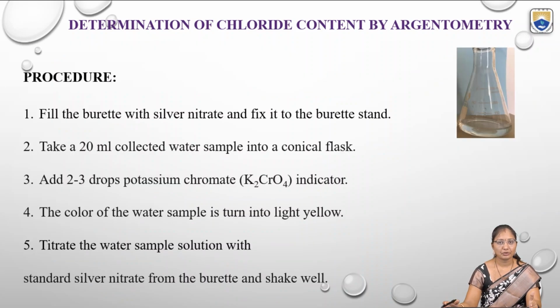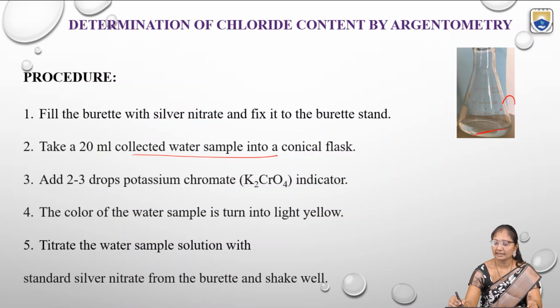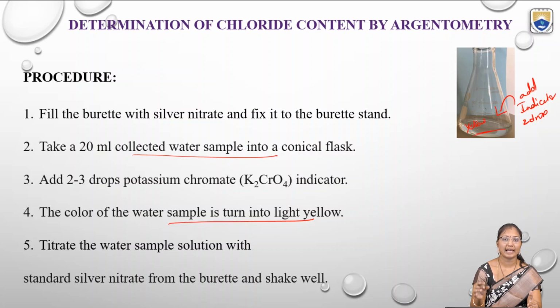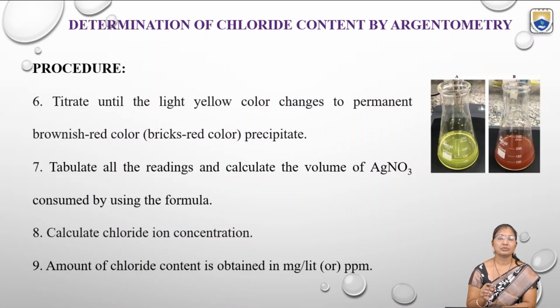Coming to the procedure, first we take a sample of 10 to 20 ml in a conical flask. Then add the indicator, 2 drops of potassium chromate. The color of the water sample turns yellow. The water sample plus chromate solution gives a pale yellow solution. Then the water sample is titrated with 0.01 N AgNO3, which is filled in the burette.